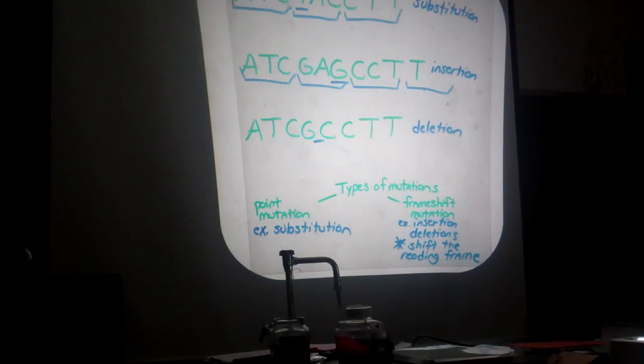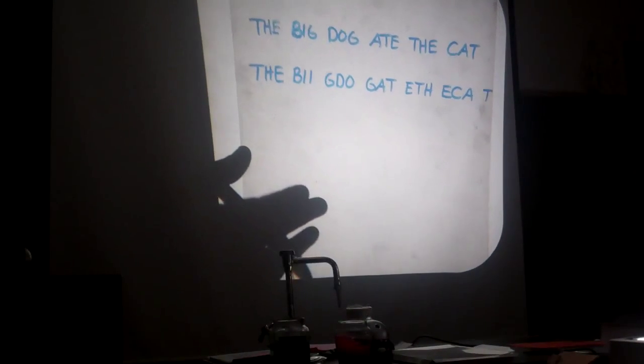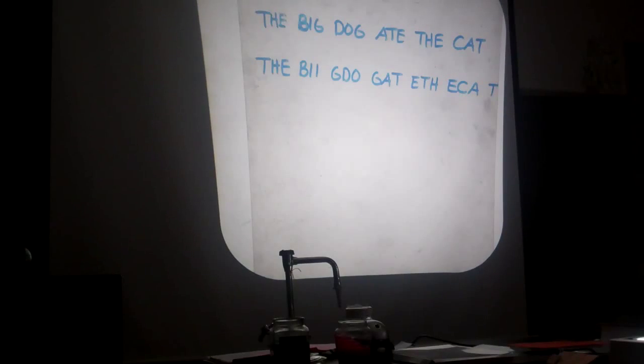Check out this sentence. This is what I mean by a frame shift mutation. Look at the top sentence: the big dog ate the cat. Look at what I did on the next line. All I did was insert an extra I. When I put in an extra I, all the other letters shifted over, and now it just reads gobbledygook.